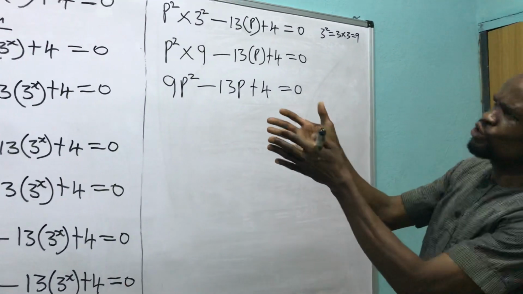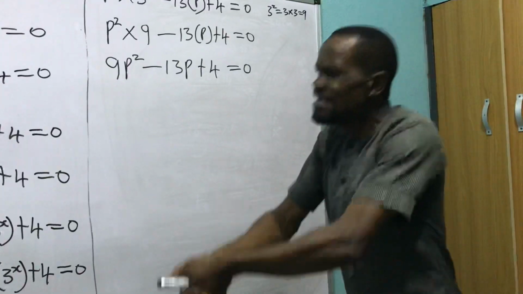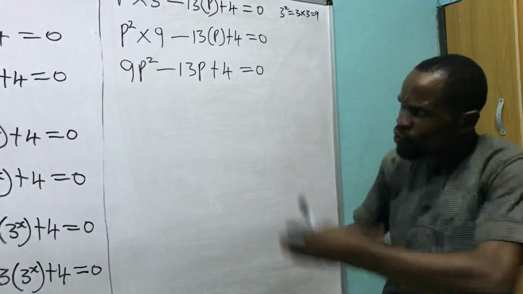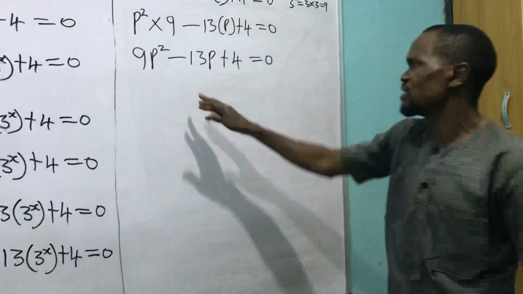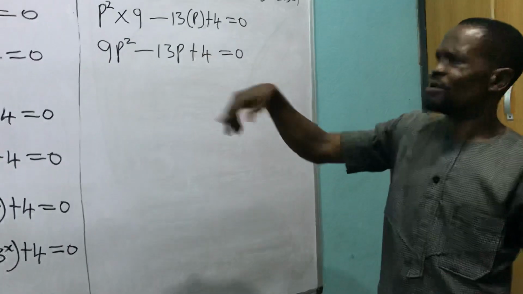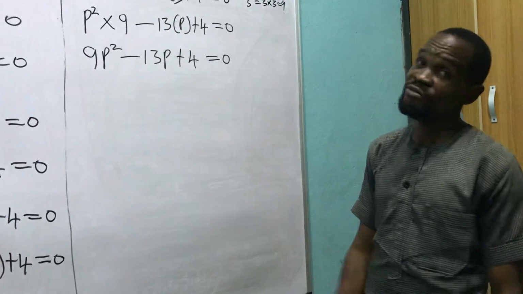And this equation is what we call an exponential equation that leads to a quadratic equation. So in this question, they are testing us on how to solve with indices and also how to simplify quadratic.